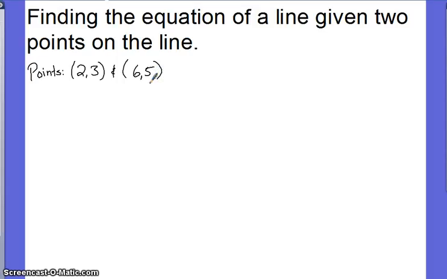Now remember that all linear equations can always be written in the form y equals mx plus b. To fill out the equation here, we need to find two things. One, we need to find our slope, which is represented by m. And I need to find my y-intercept, which is represented by b. From 2 points, we can find the slope. Remember, we define slope as the change in y over the change in x.